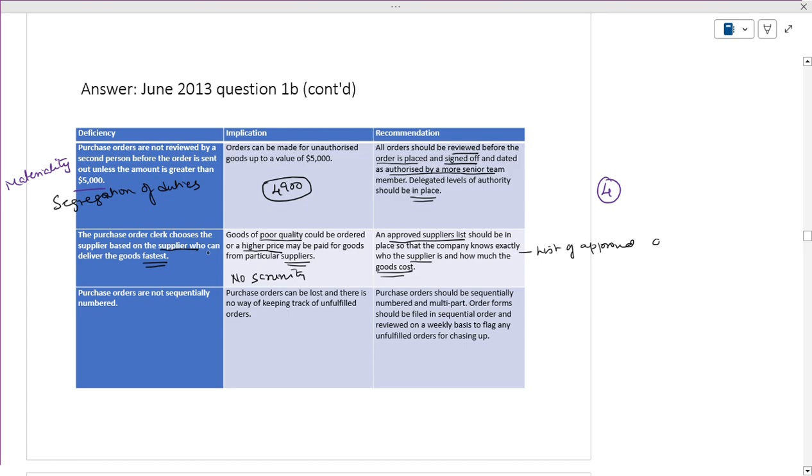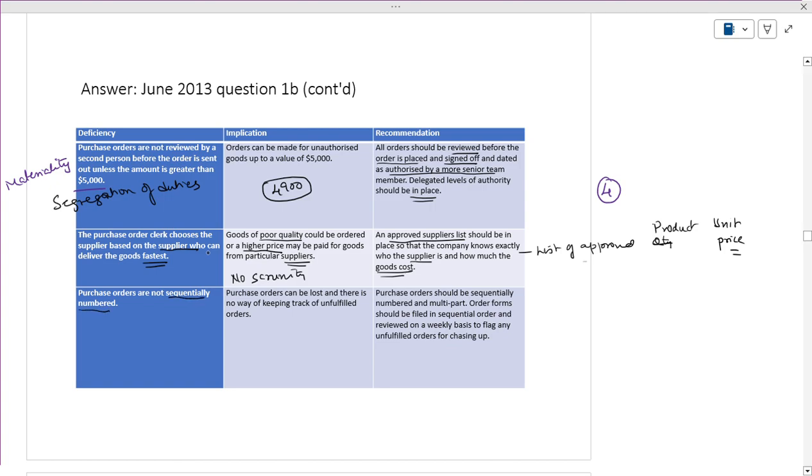You should have the product. Is it right? For each product, there should be a unit price from approved suppliers. Second one, purchase orders are not sequentially numbered.